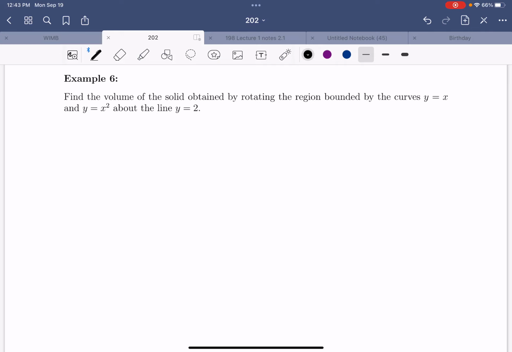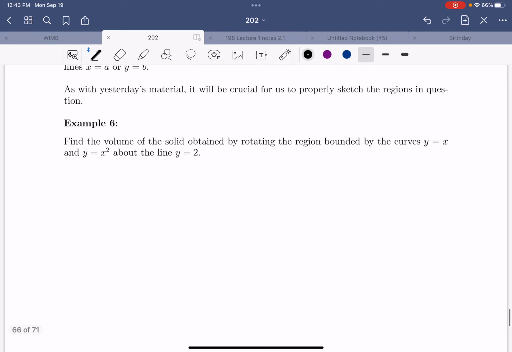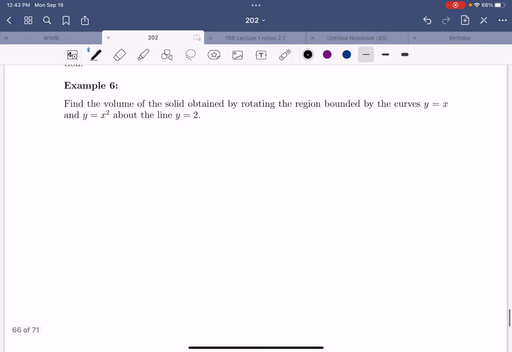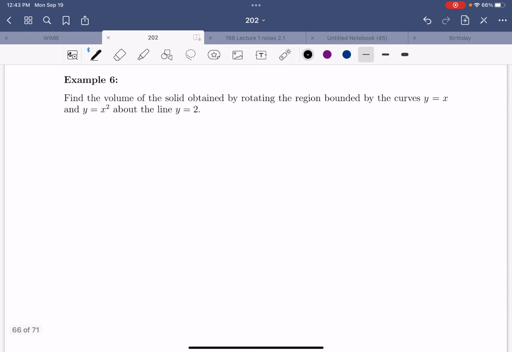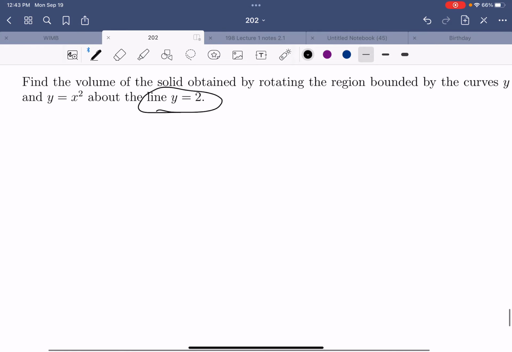Welcome back to lecture 7, and this is our 7b, where we're going to look at our volumes of solids of revolution, but now we're revolving them around a line that's not an axis. So again, the picture here is the most important part. So we're going to get our little sketch here.